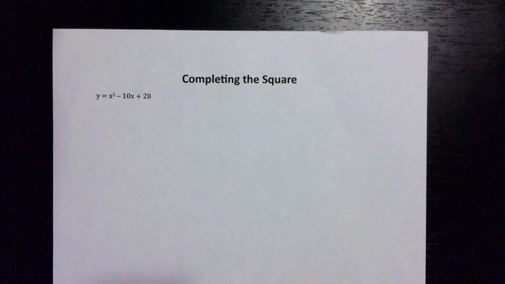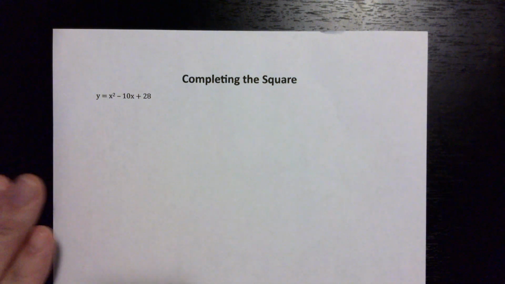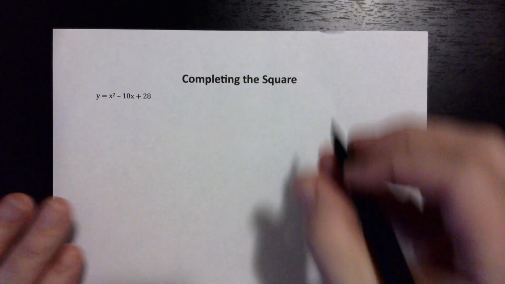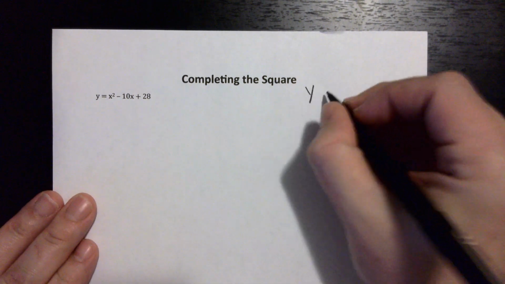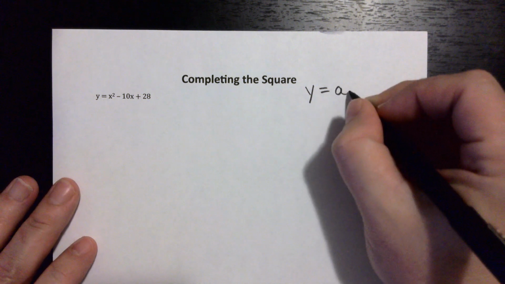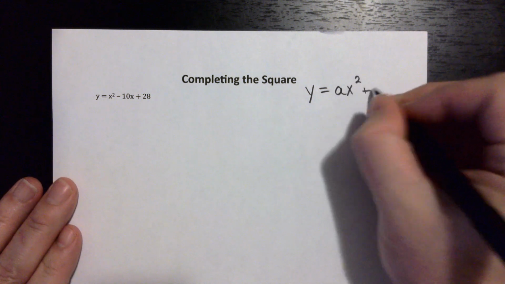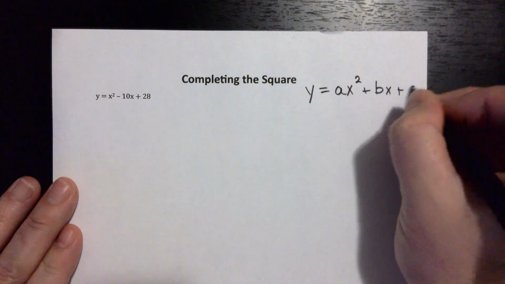In this video, we're going to be looking at completing the square. In order to complete the square, first you need a quadratic that's written in standard form. Standard form of a quadratic is y is equal to ax squared plus bx plus c.